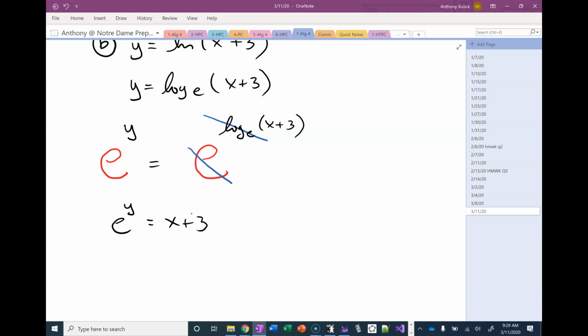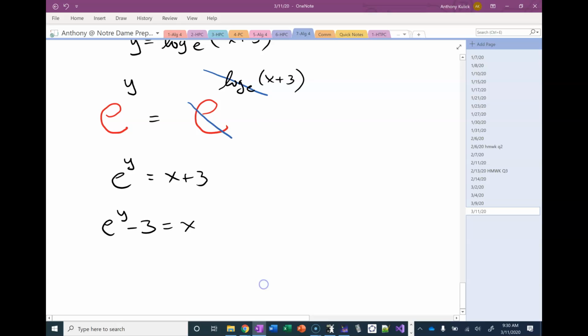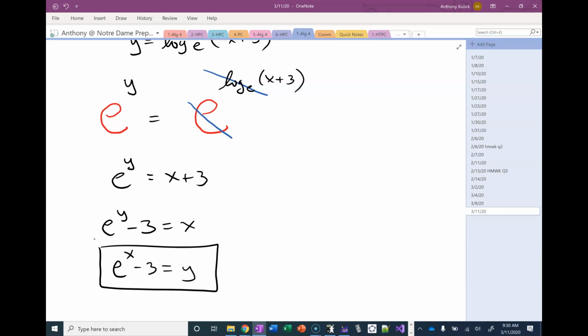Now what should I do to get the x by itself? Subtract 3 from both sides. And obviously I can't subtract 3 from e to the y. Those aren't like terms, so I'll just write it next to it. And then my last step would be to swap the x and y variables. And that would be my inverse. Is everybody okay on that? Okay.